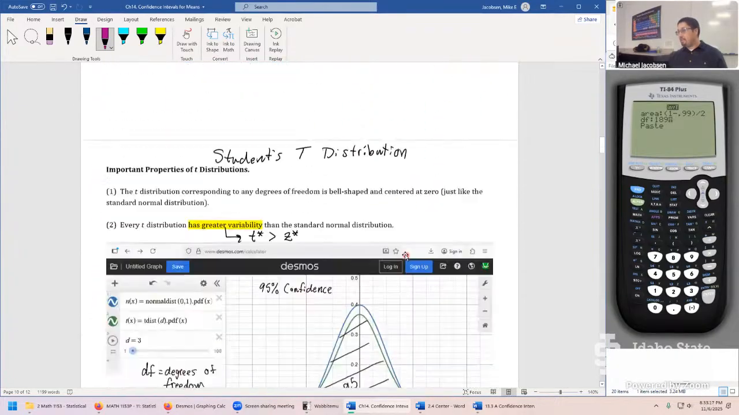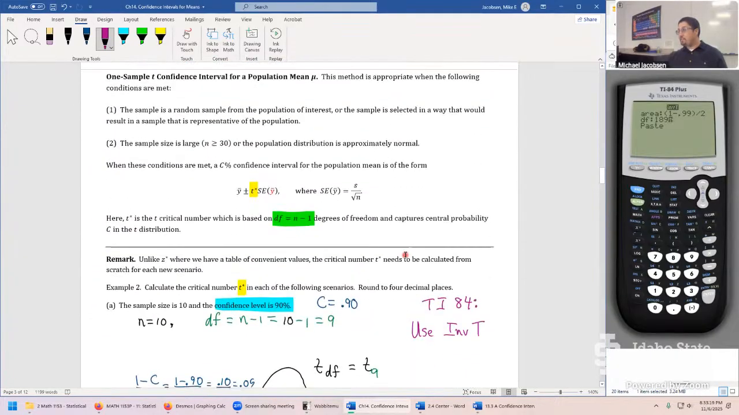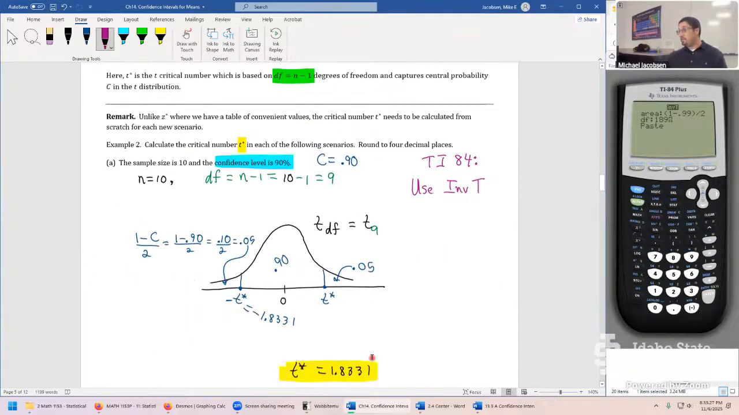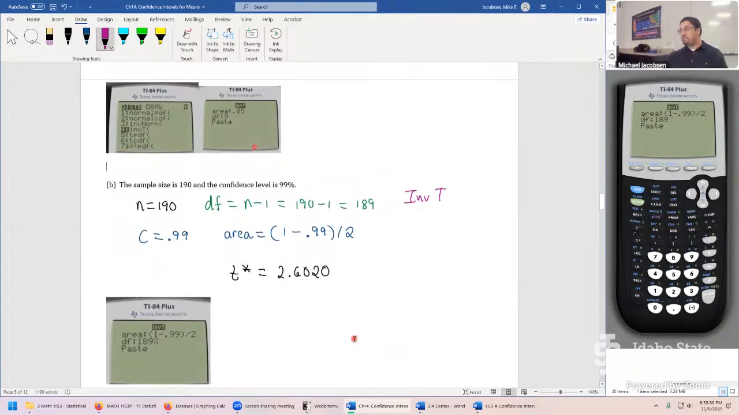Well, the big takeaway is our confidence interval changes a lot. Once we go to calculate confidence intervals for quantitative data, T star comes from a whole different distribution. But in our calculator, it's not too bad to calculate. It's just one new thing to add on top.